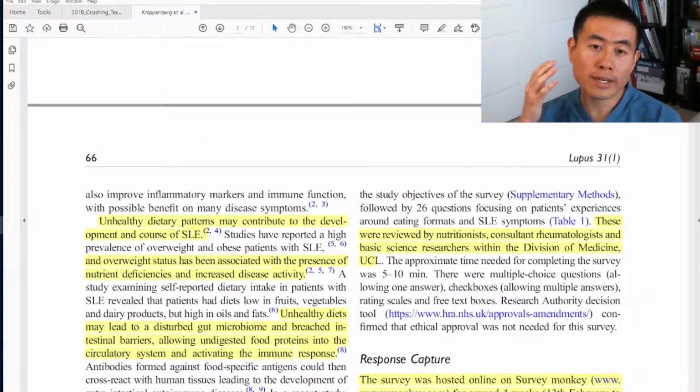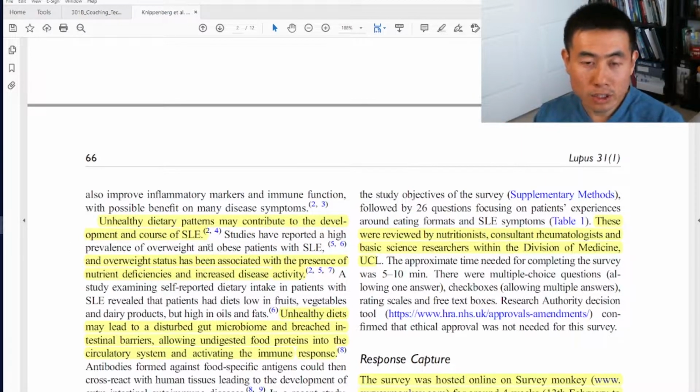So diet does play a role in autoimmune disease and lupus, and they do briefly mention that unhealthy dietary patterns may contribute to the development and course of lupus. They mention here as well that overweight status has been associated with the presence of nutrient deficiencies and increased disease activity. The reason why is because fat and adipose tissue is both hormonally active and immunologically active. So if you have more fat in the body, you can have more inflammatory cytokines produced through the immune system. That's why it can increase disease activity when you have more adipose tissue.